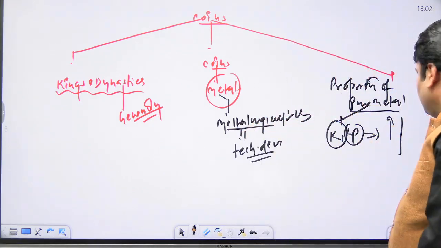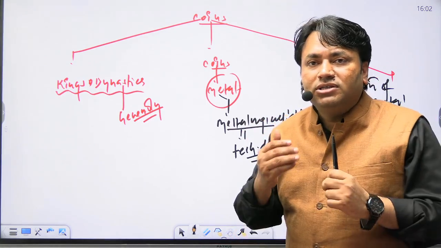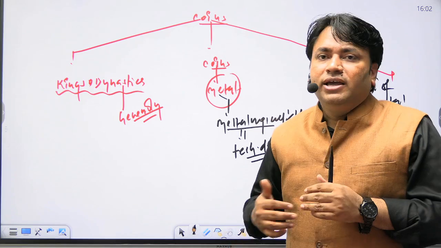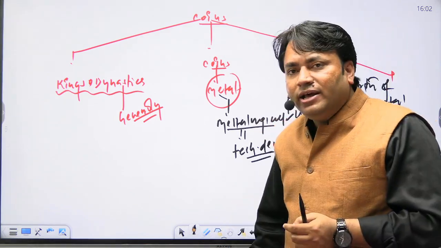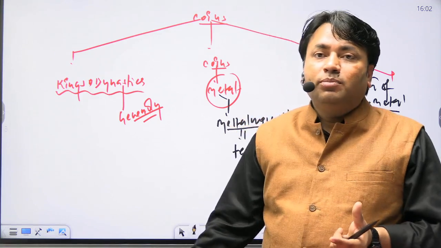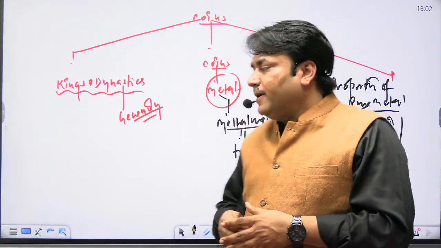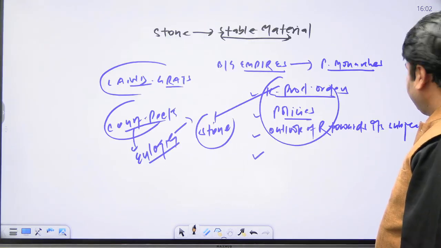Got it? So you can write one question here: write about the significance of coins in the reconstruction of India's ancient past, 150 words. Got it? Write about the significance of coins, or you can also write: write about the importance of numismatics in rediscovering India's ancient past. So this can be one thing.